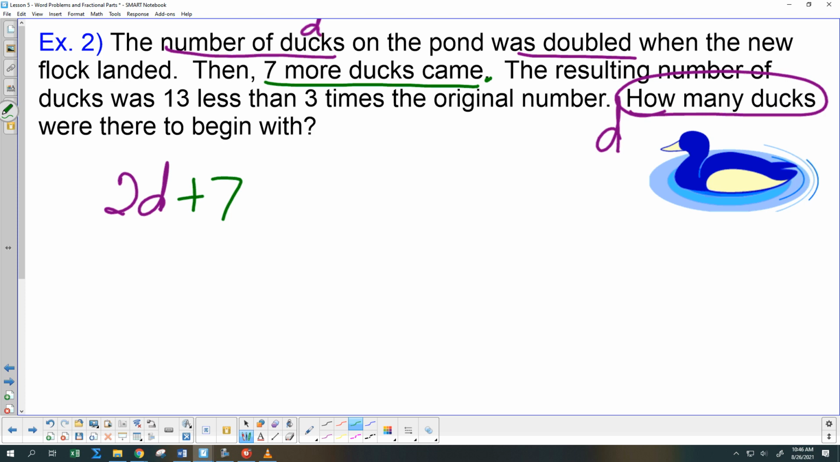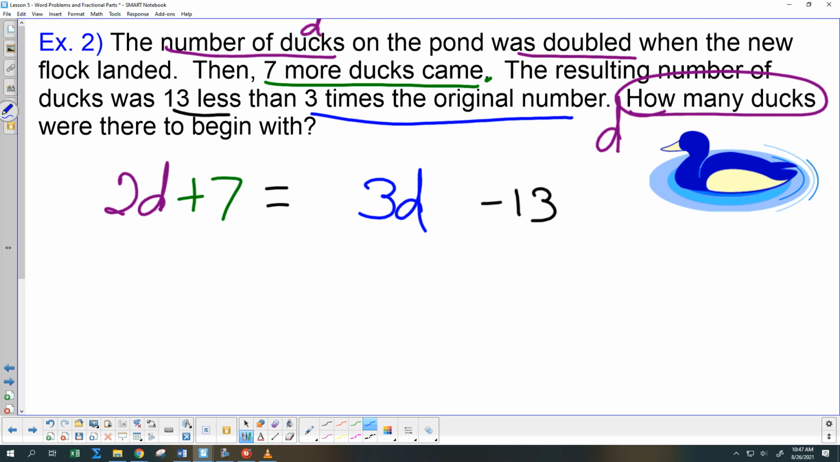That resulting number, okay, my answer right there was 13 less than something. So I'm going to have something and take 13 away from it. And then I have in there my 3 times the original number. So what do I put for 3 times my original number? So 3D.